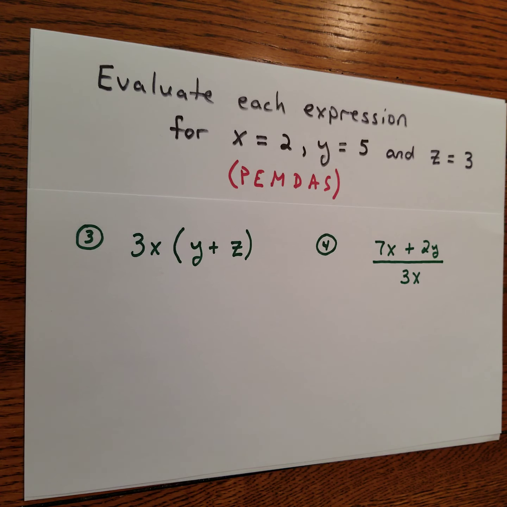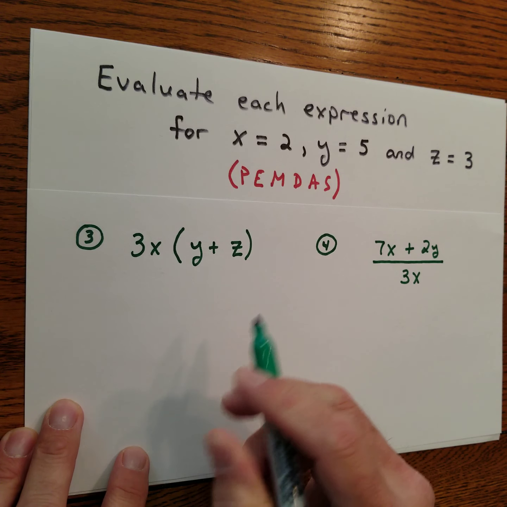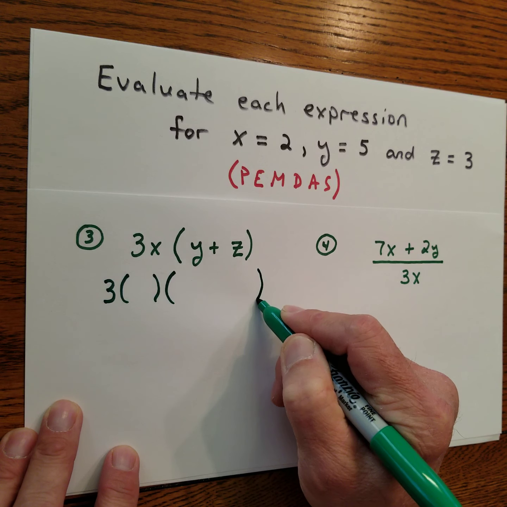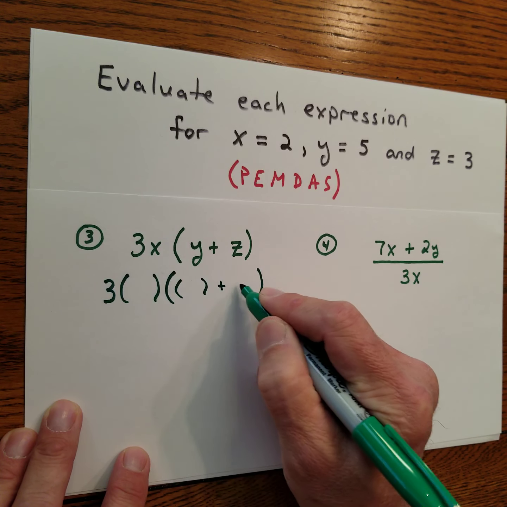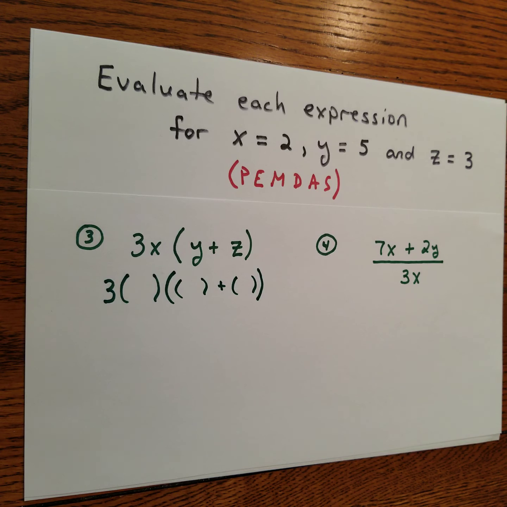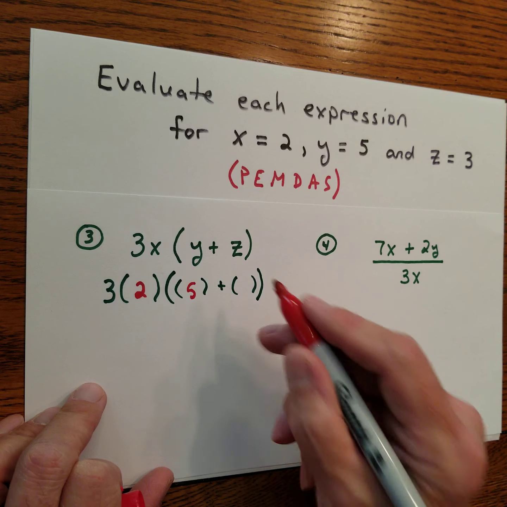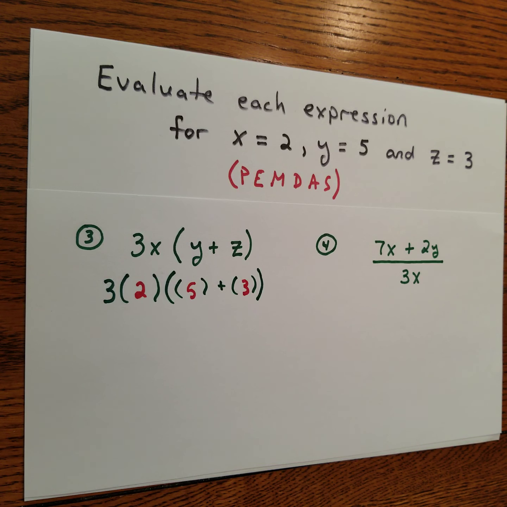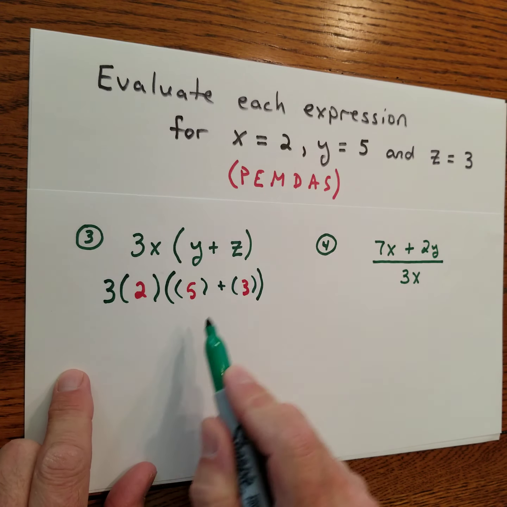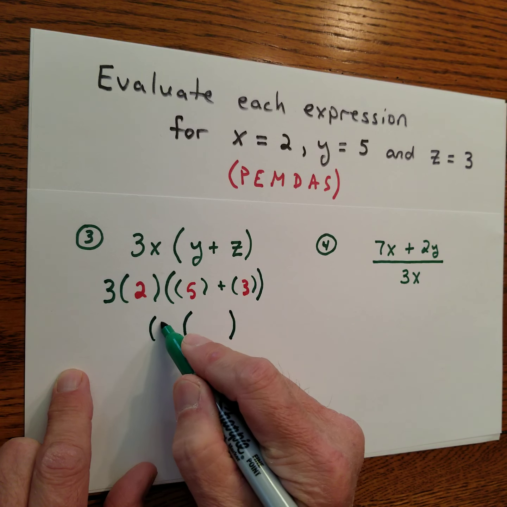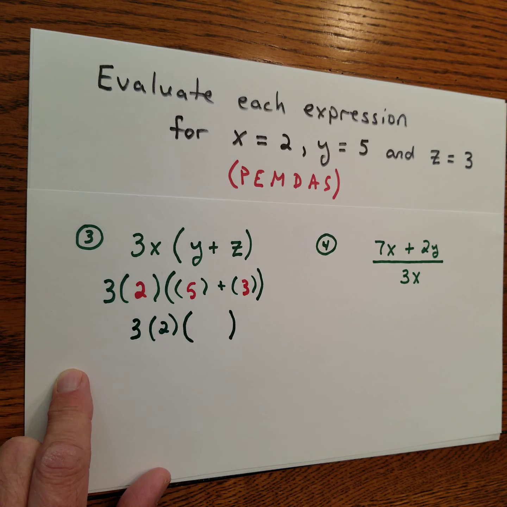For number 3, copy the problem down as it appears in your book, and then rewrite it as 3x, big set of parentheses, y plus z. Now we'll fill in where x is 2, y is 5, z is 3. Let's think PEMDAS. Are there parentheses? Yes. Let's work inside of those parentheses first. I'll copy the rest.